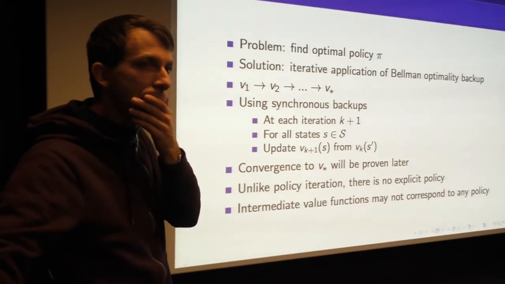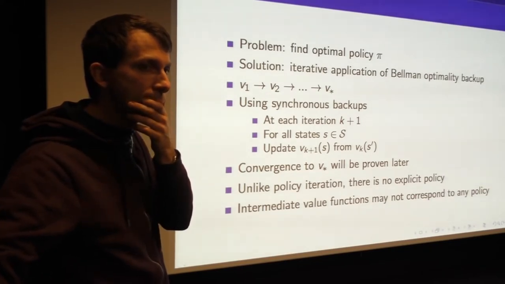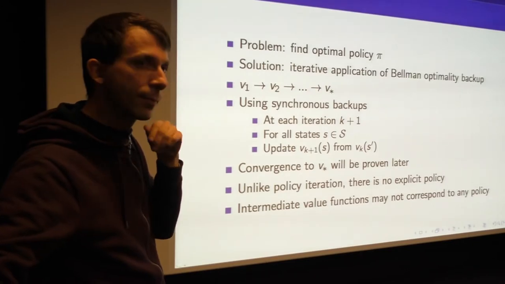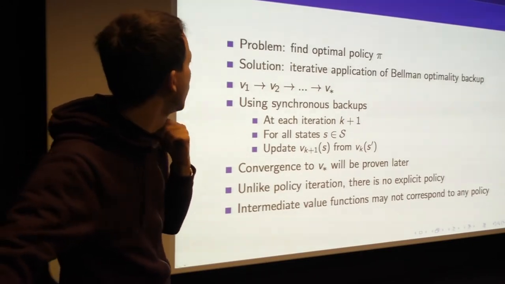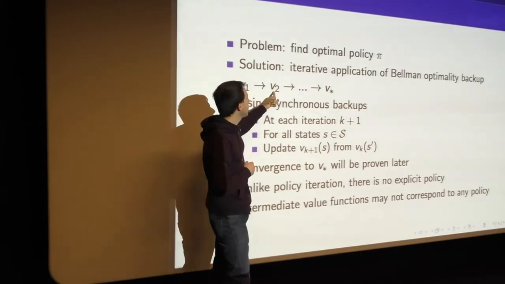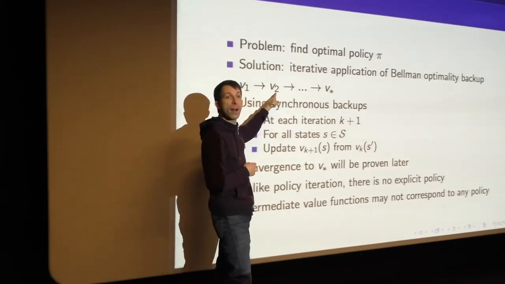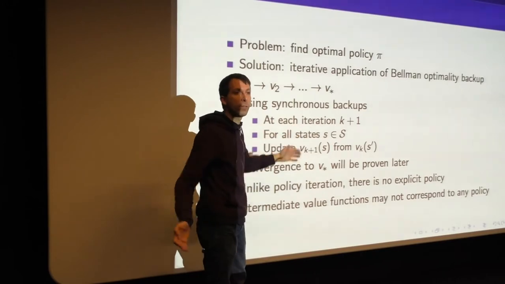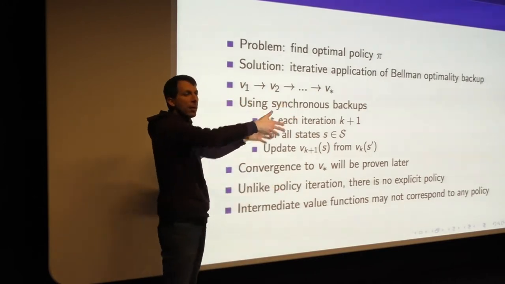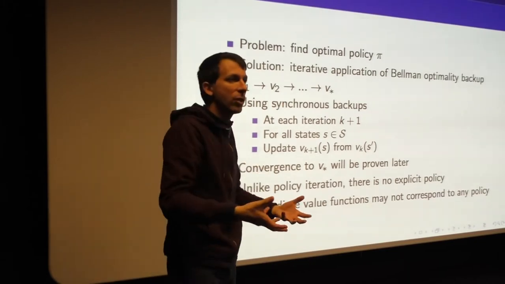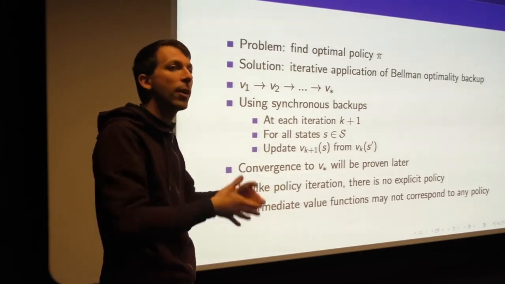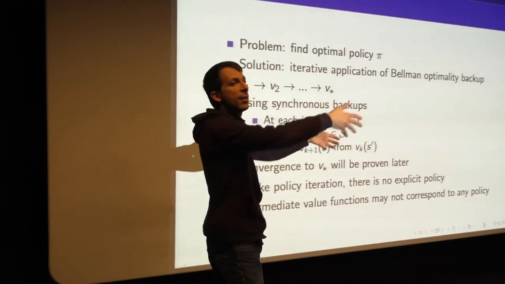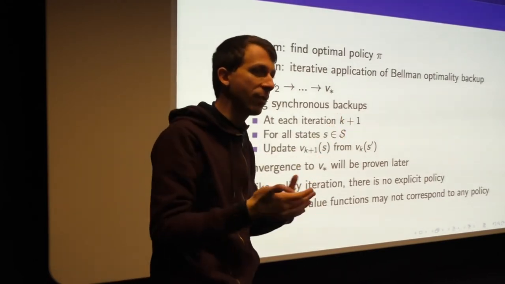What do you mean that this value iteration could not correspond to any particular policy? So I mean that the intermediate v's that you get may not equal v pi for any pi. They're just intermediate constructs that we've created by iterating some algorithm. And at any given moment, they might not be the value function of any real policy. It's not like policy iteration. In policy iteration, every step we constructed a value function that was the value function for a particular policy. Value iteration doesn't do that. It's more like modified policy iteration.